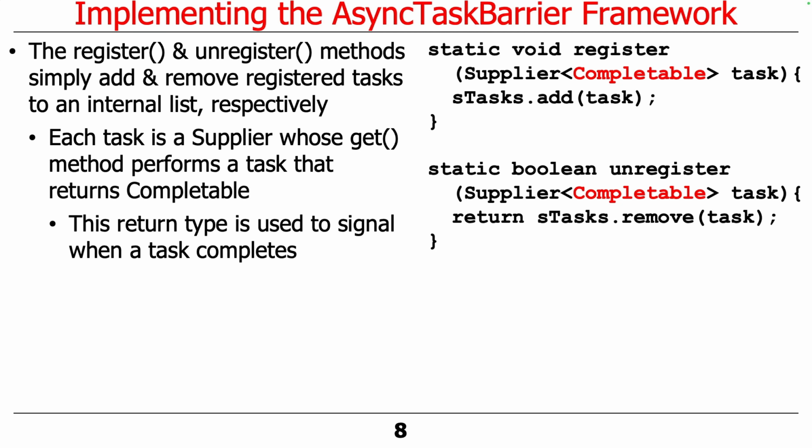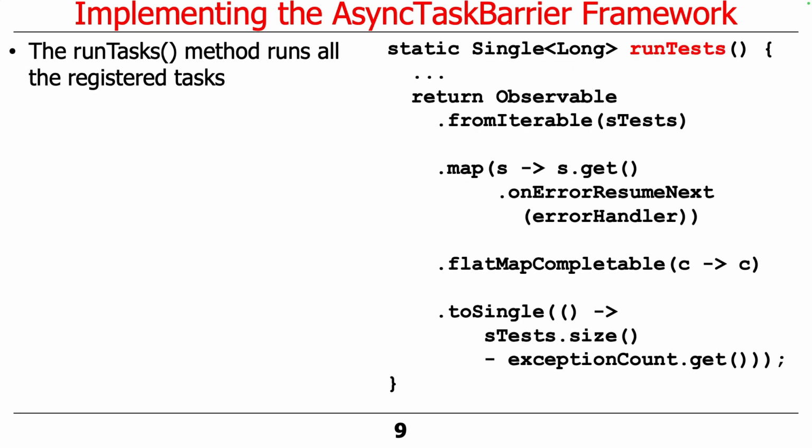And this return type here, the completable, is important because that's what's used to signal to the AsyncTaskBarrier that's waiting in the run, or waiting for the signals to occur with the runTasks call, in order for it to be notified when a task completes, either asynchronously or synchronously. So you have to return a completable, and then it's going to know it's done. And you can see all it does is it just adds it to the sTasks list or removes it. Very, very straightforward. Here's where the fun starts.